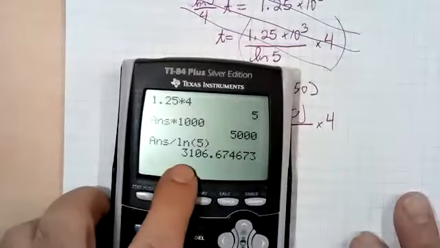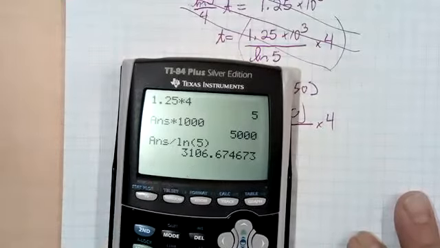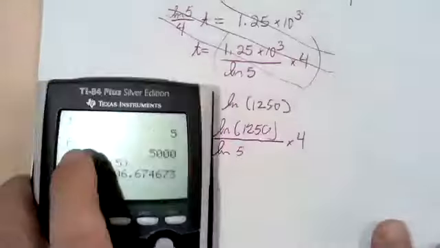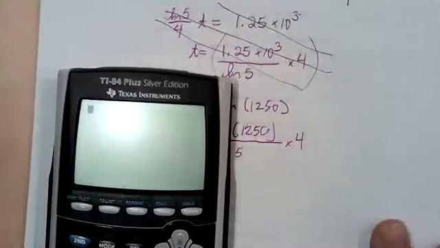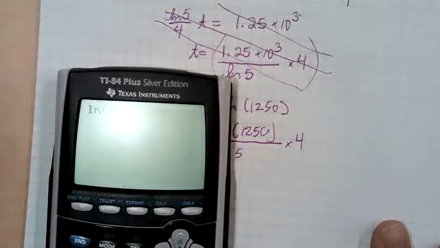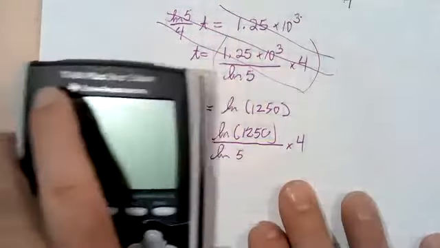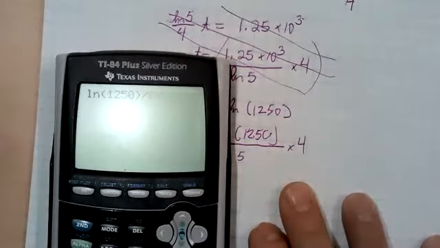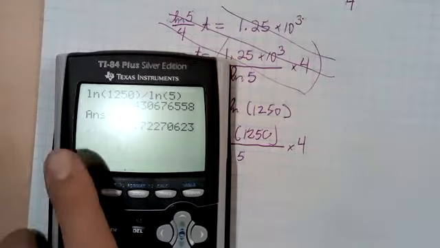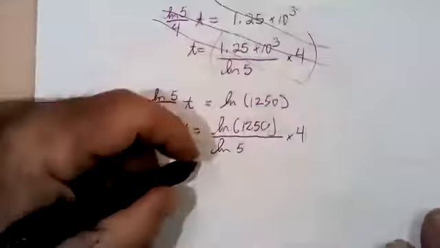You know, that number of hours just didn't sound right. So let's go after this again. Log 1250 divided by log 5 times 4. Oh, this I believe. 17.72 hours, roughly.